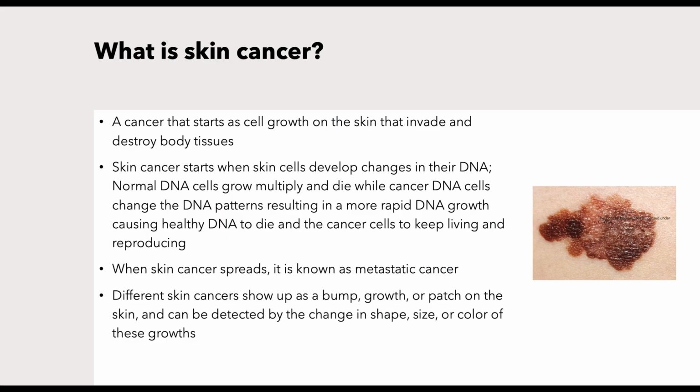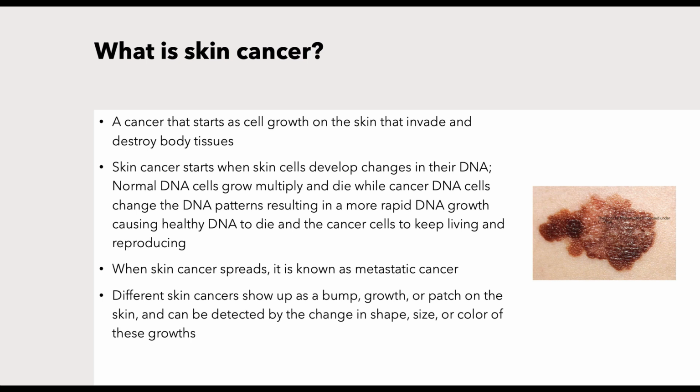What is skin cancer? Skin cancer is a cancer that starts as cell growth on the skin that invades and destroys body tissue. Skin cancer starts when skin cells develop changes in their DNA, normally caused by UV rays from the sun or tanning beds. Instead of dying off like normal cells, the damaged cells keep multiplying. This is from DNA patterns changing, and it causes the cancer cells to keep thriving.